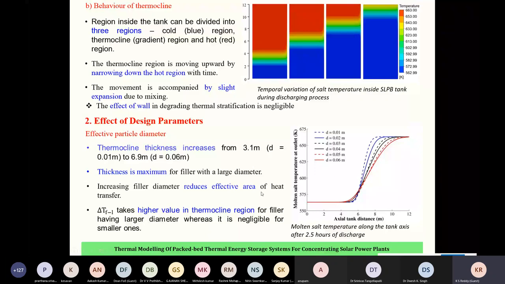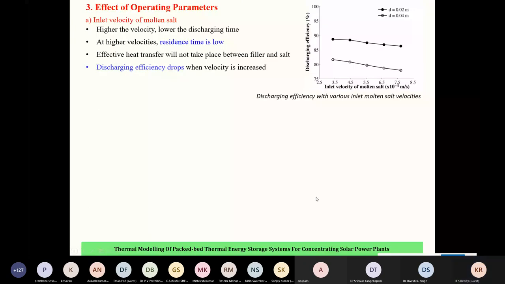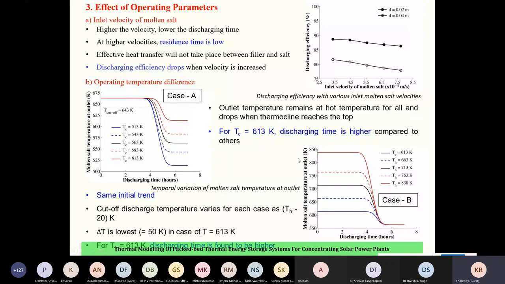And we found that the effect of operating parameters, mainly velocities of molten salt, is influencing the discharge efficiency, how it's dropping, and all these are shown here. And we have also seen operating temperature for different cases, with different temperatures and different initial and boundary conditions, with the different characteristics of these. You can see with the different cases how the behavior is, discharging times and charging times and so on.